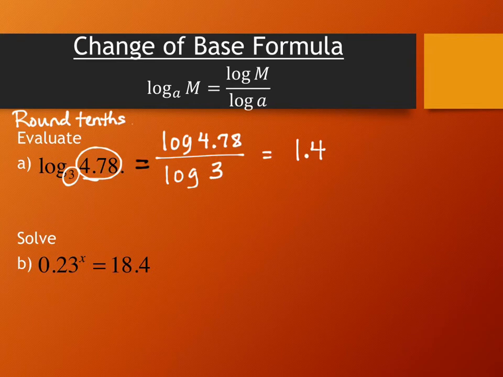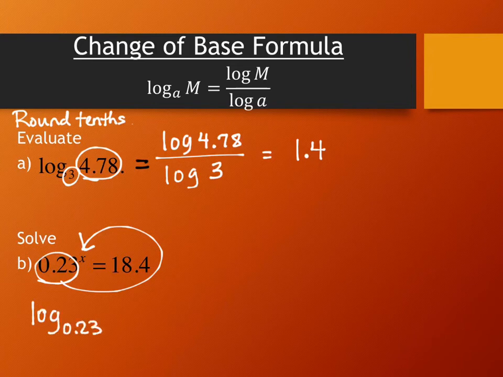Now, B is a little different because obviously it doesn't have 2 logs written there, so what do we do? Change it into log form. We change it into log form, exactly. So we start with this base and we draw our scorpion tail around. So this is log base 0.23, right? Crosses to the other side of the equal sign, 18.4, and it equals x, the exponent.